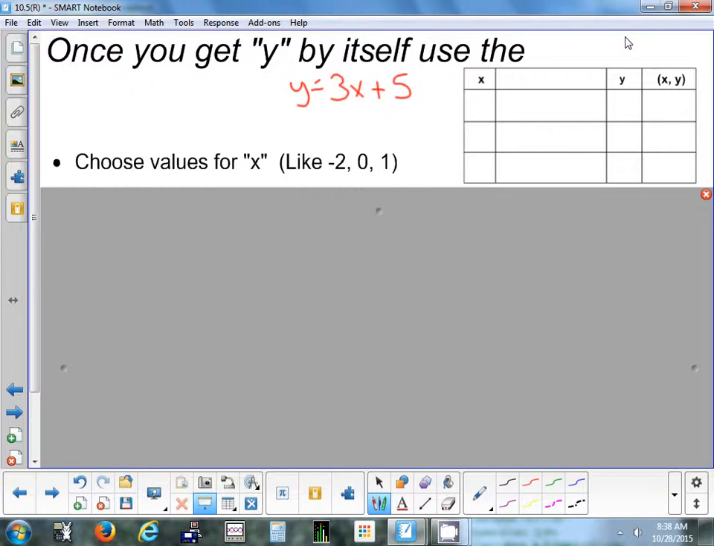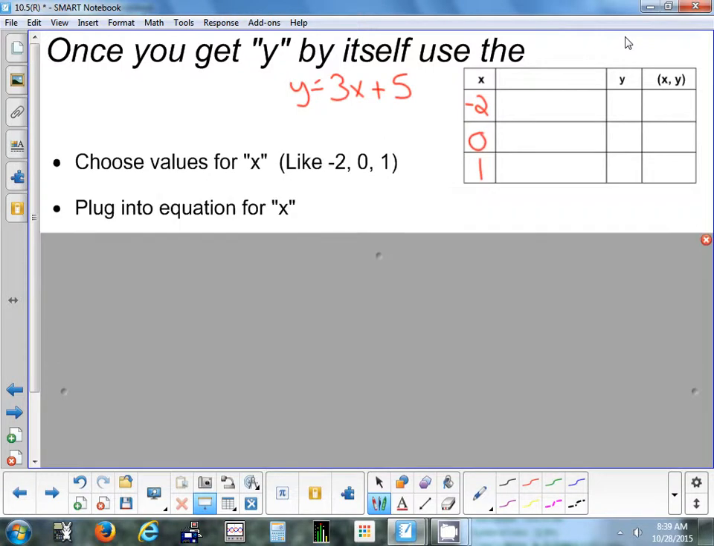So, in my x column, I'm going to write these numbers in. -2, 0, 1. We're probably going to use those numbers for every example. You don't have to, but pick very easy numbers. Don't pick x like 307. You could, but you're making life hard. And the graph's not going to be big enough to fit the points on.